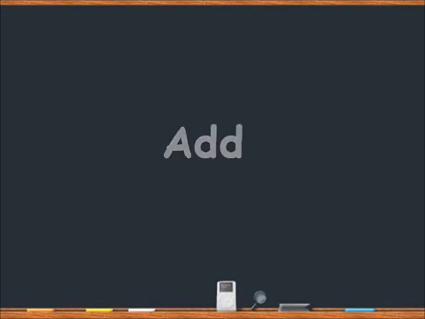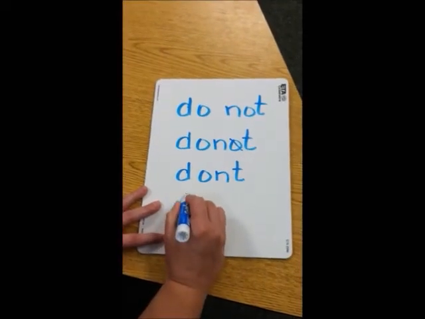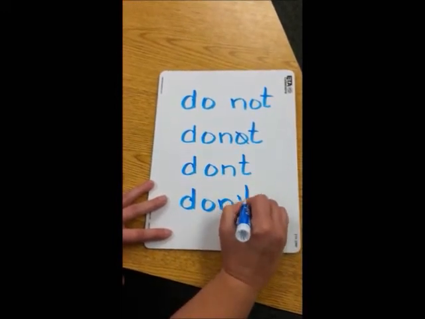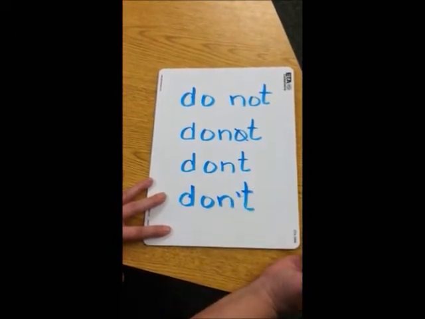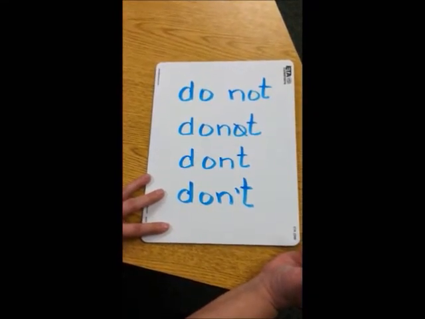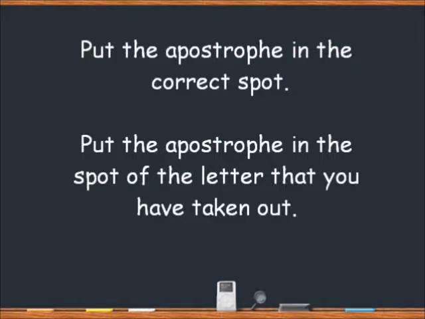Next, we have add. Here, we're going to rewrite the word don't, but put an apostrophe in place of the O, in between the N and the T. When adding your apostrophe, you want to make sure that it's in the correct spot and it is in the spot of the letter you have taken out.